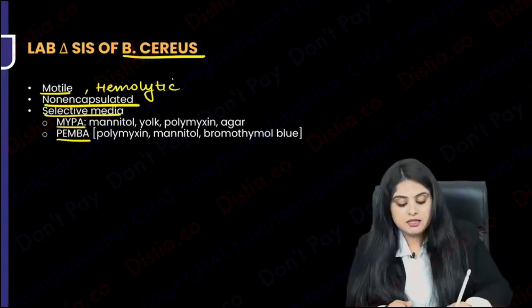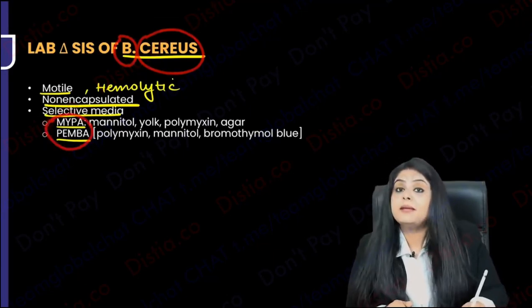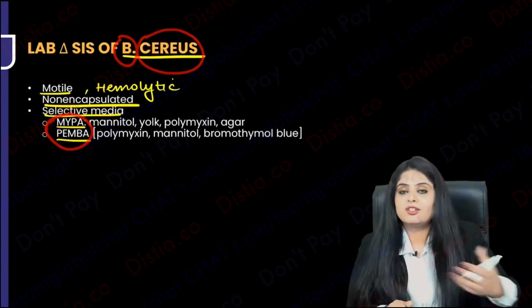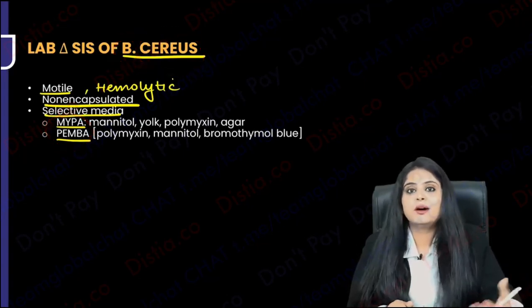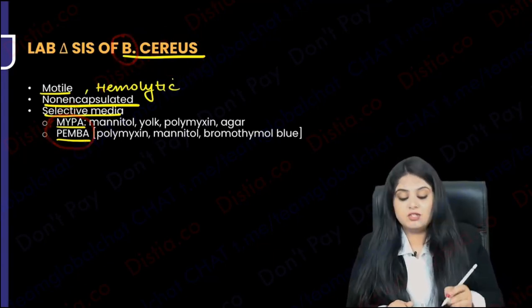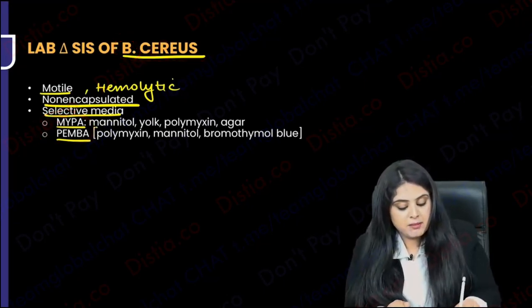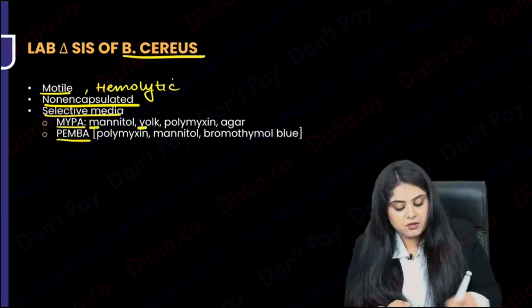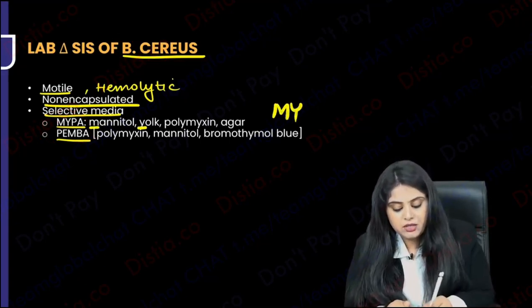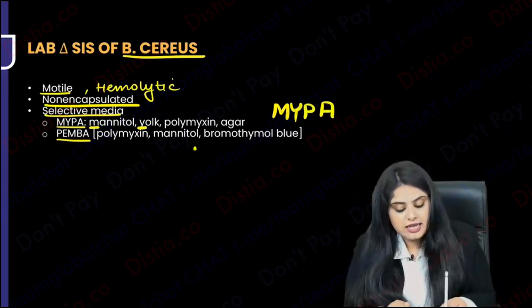So she was very serious in that speech. She was addressing a very big crowd. It was one of her hometowns, and that was a very serious speech by Mamata Banerjee ma'am, and that was MIPA PEMBA. So what she spoke in that speech was rumba, if you remember. So yeah, MIPA PEMBA for Banerjee wala serious wala speech. What is MIPA PEMBA? That is mannitol, then yolk, polymyxin, agar. Mannitol, yolk, polymyxin, agar. And PEMBA is again going to be something very similar.